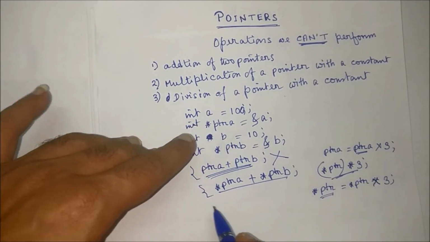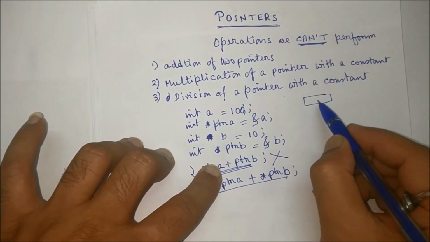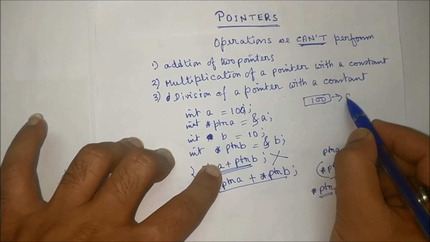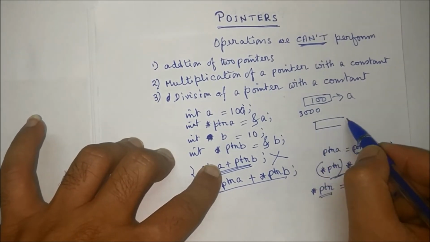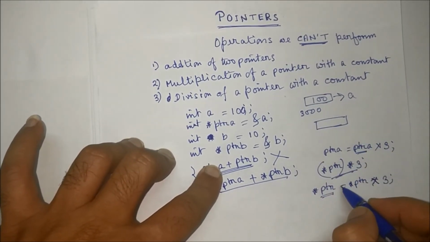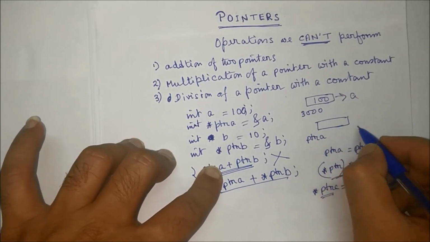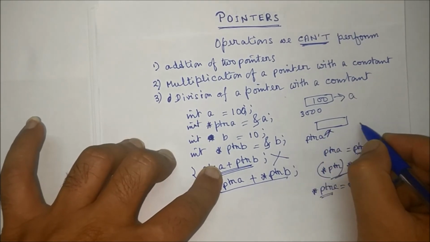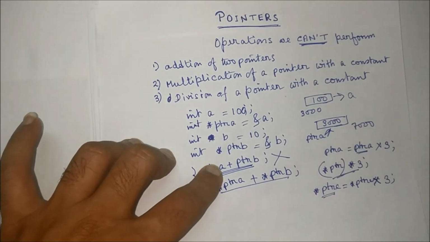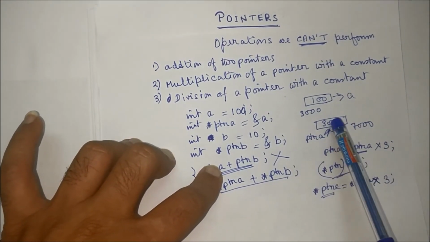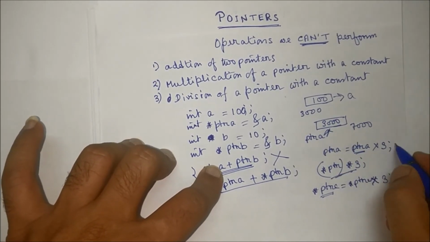pointer is pointing to. For example, suppose in the memory map you have 100 and the location is a, and suppose this is 3000, and here you have this pointer variable ptr a at this location, and the location is 7000, and what is it storing here? 3000, right? So this statement is asking the compiler to multiply this 3000 memory address with 3. That is not allowed. This statement is not allowed.